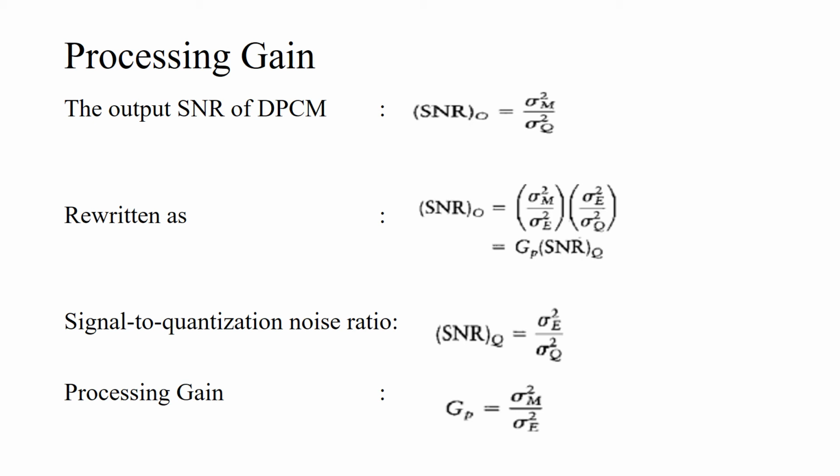Now let's get through the processing gain. Here the output signal to noise ratio of the DPCM is SNR is equal to sigma m squared by sigma q squared, where sigma m square is the variance of original input sample M of n, and sigma q square is the variance of the quantization error. We can rewrite this SNR as sigma m square by sigma e square into sigma e square by sigma q square, which is equal to GP into SNRQ. So SNRQ is the signal to quantization noise ratio, which is equal to sigma e square by sigma q square. The remaining one is GP, which is the processing gain. GP is equal to sigma m square by sigma e square.